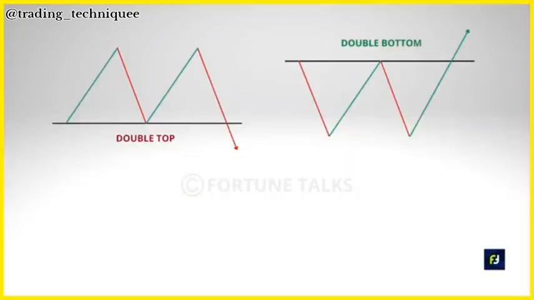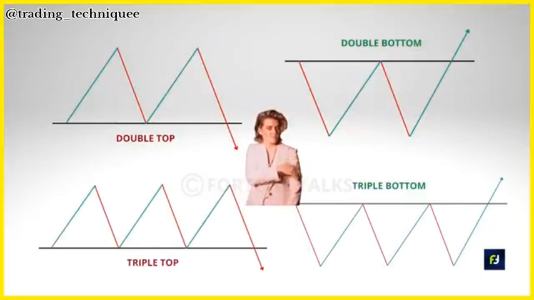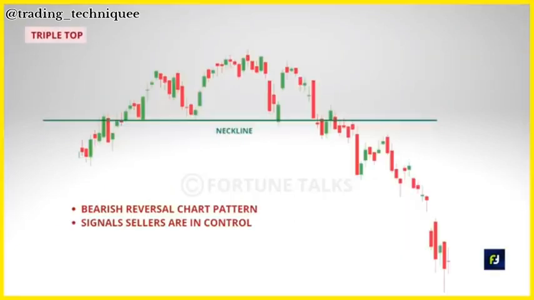If you have understood the double top and double bottom patterns properly, then triple tops and triple bottoms are just a piece of cake. These are just extensions of the previous two patterns. The entry, exit and stop losses are the same, but what matters most is the formation of the third swing high or swing low respectively. Let's find out what these patterns signify.